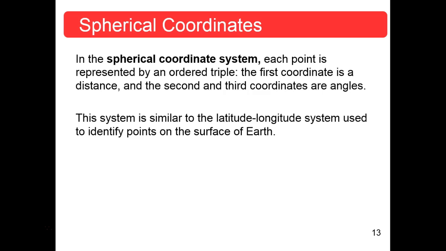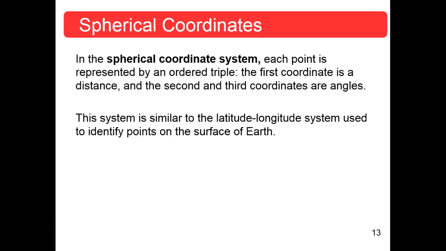In the spherical coordinate system, each point is represented by an ordered triplet in 3-space, so you have to have 3 coordinates. The first coordinate is a distance, and it's the only distance you have. In rectangular coordinates, all 3 coordinates are distances. In cylindrical coordinates, the r and the z are both distances. Here, only the first coordinate is a distance. The second and third coordinates are angles, whereas in the cylindrical coordinate system, just the second coordinate is an angle.